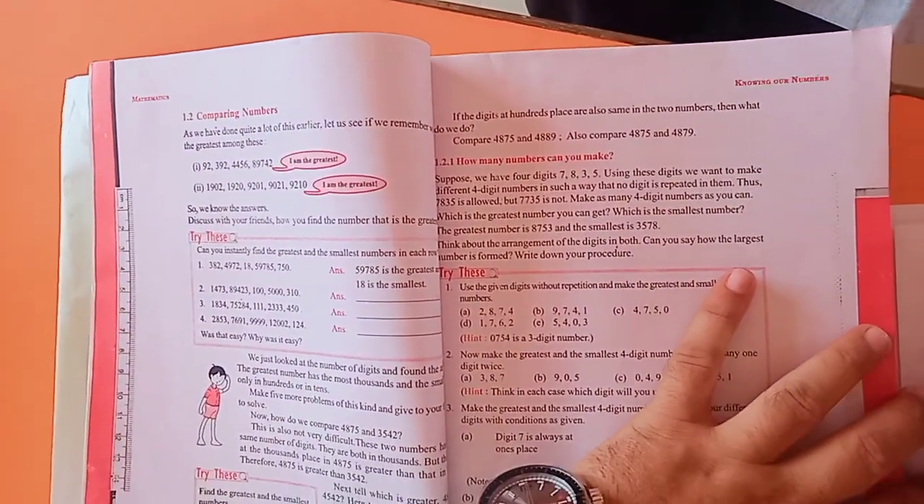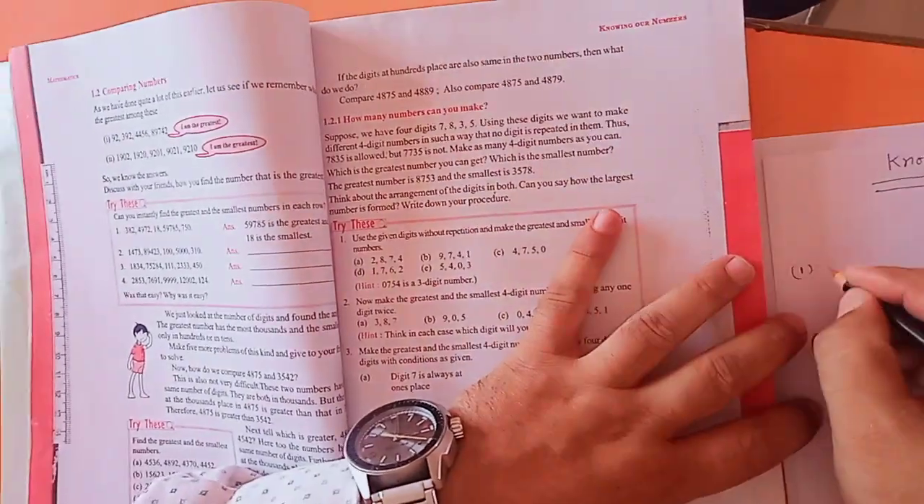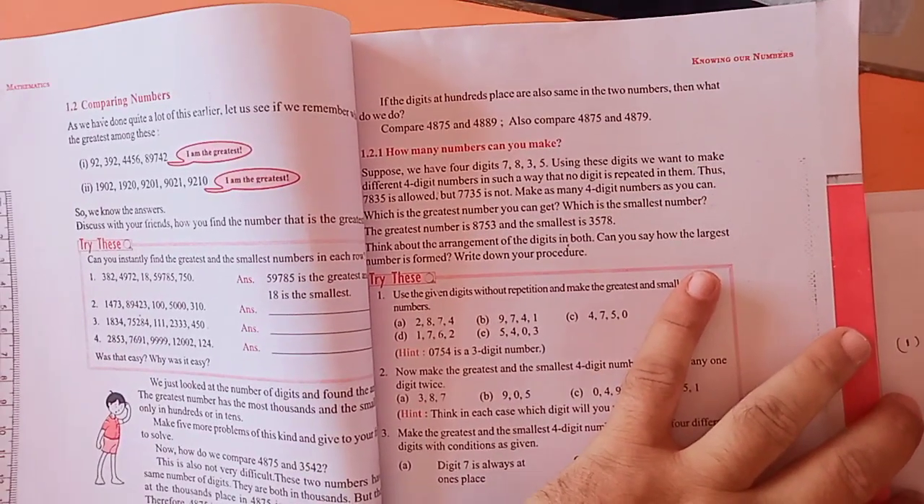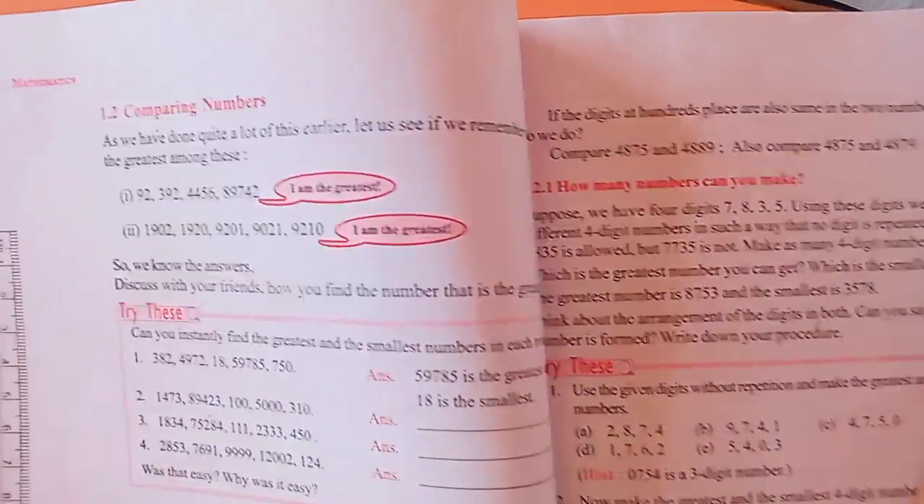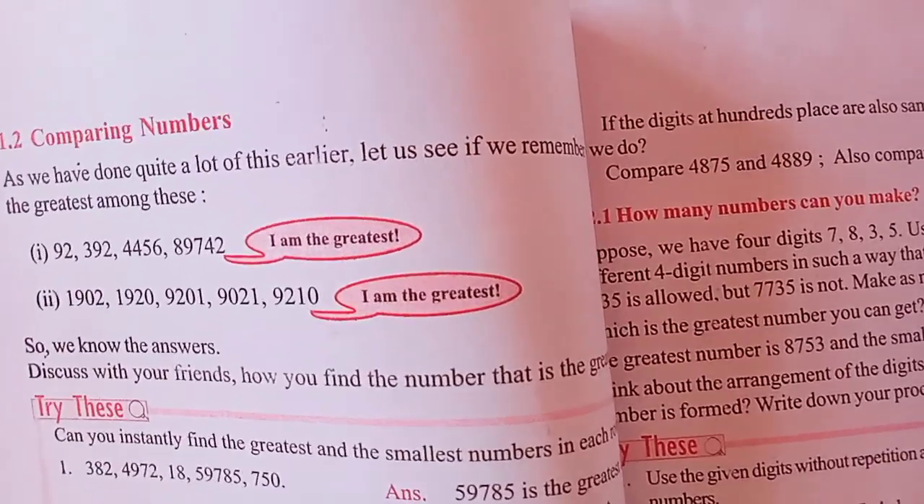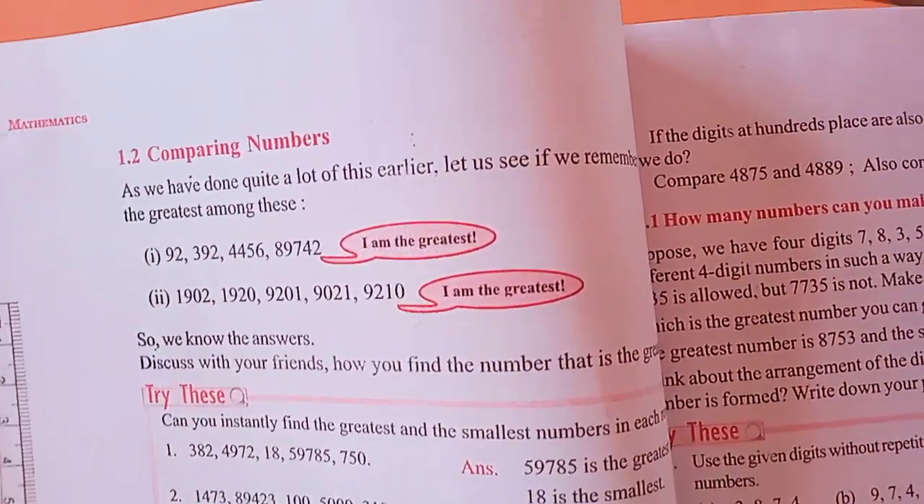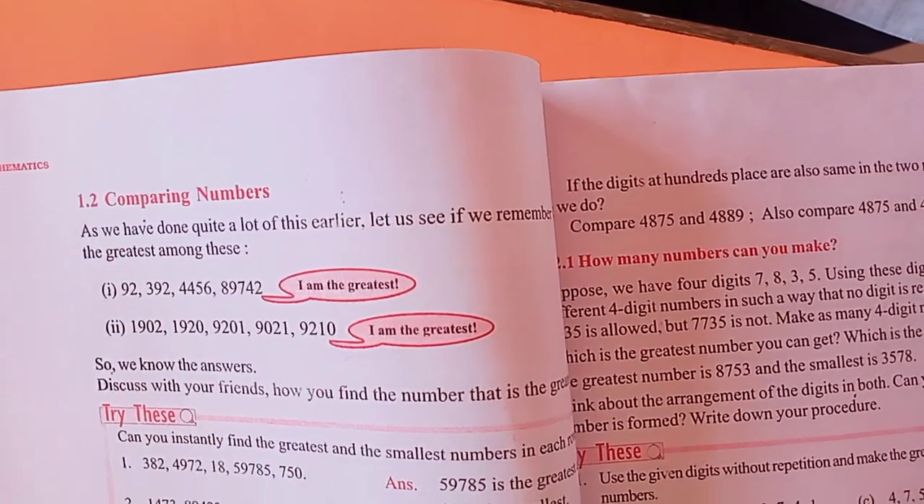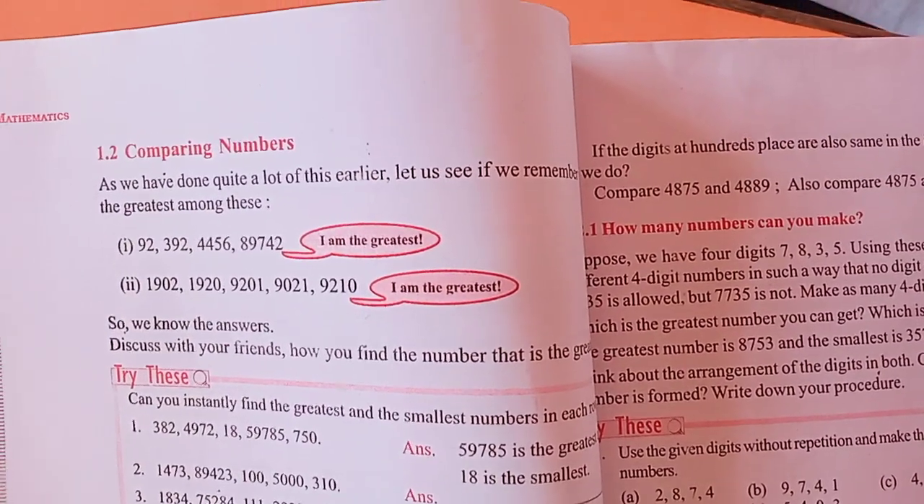Like this, the first question is given: 92, 392, 4456, 89,742, and you have to tell which is the greatest.